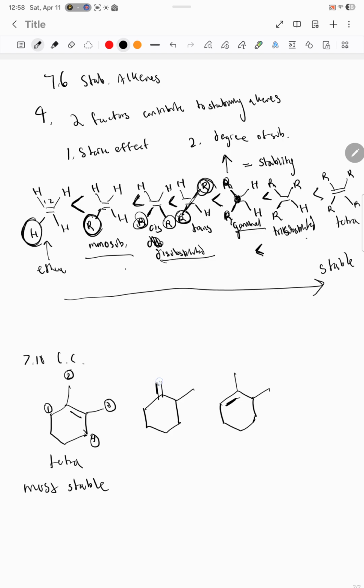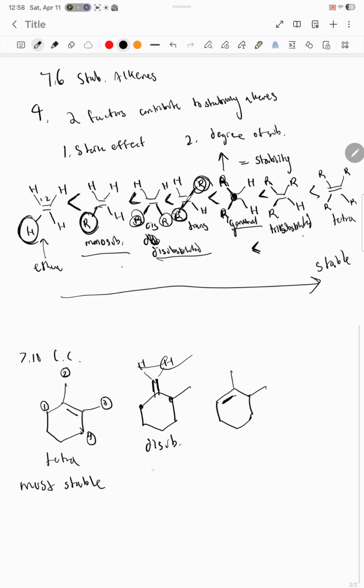Now, what is this? Yes, this is disubstituted. There's only 2 R's, right? These are just hydrogens, so they don't really count. Now, I told you on disubstituted there's 3 variants. Which one of these is most stable? It's geminal. Geminal is most stable of disubstituted. Now, is disubstituted more stable than tetra? Well, you learned tetra is most stable, so definitely not. Tetra is much more stable than disubstituted.